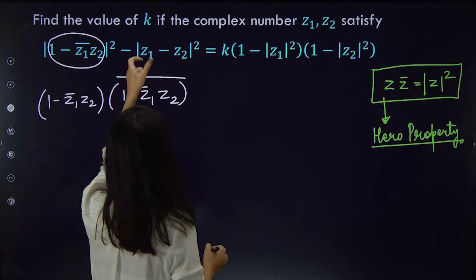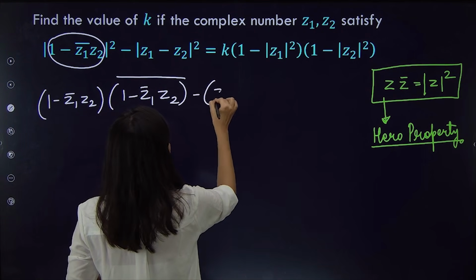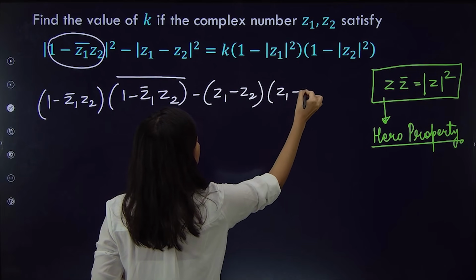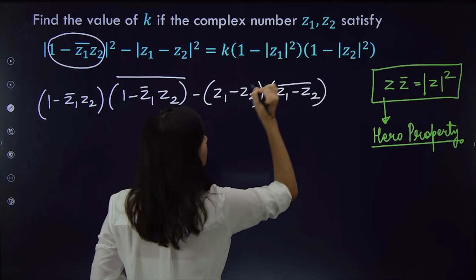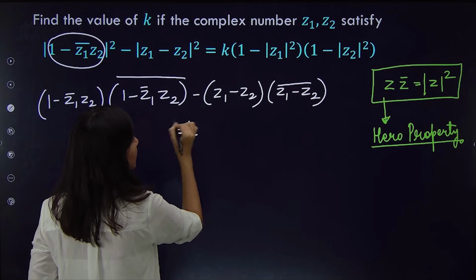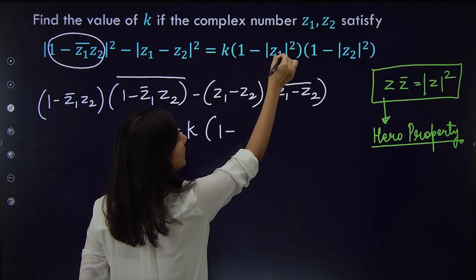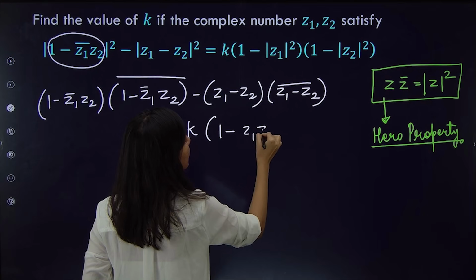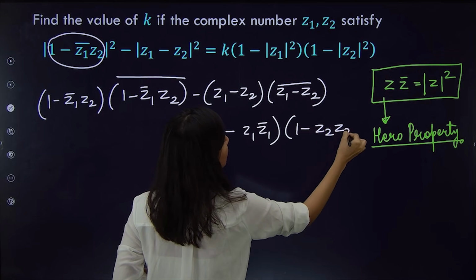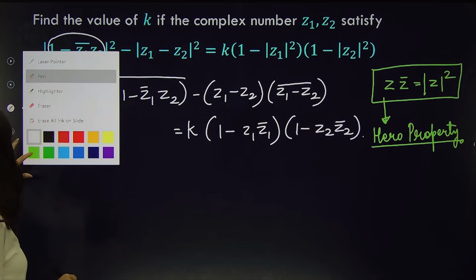This again, mod of anything square is what? Same thing. And now this time, z1 minus z2 bar is equal to k times, again 1 minus z1, mod z1 square is z1 bar, 1 minus z2 bar. Done. Right? Okay.